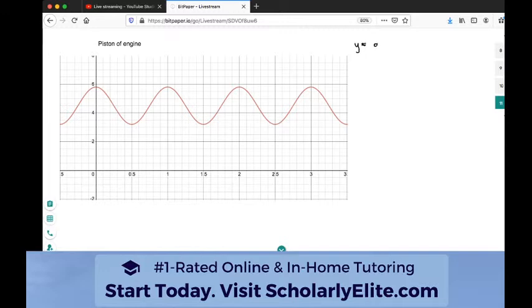Either y equals a sine k x minus d plus c, or y equals a cos k x minus d plus c. So on a sine graph, the graph should start at 0. On a cos graph, it should start at 1. And by 0 and 1, I mean, if it starts at its peak, then it's a cos graph. If it starts at its midpoint, then it's a sine graph.